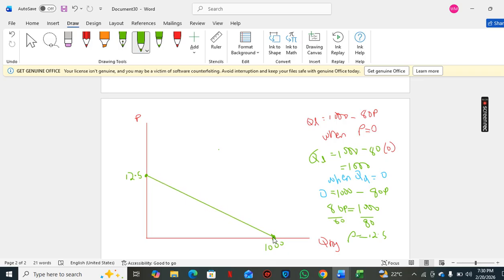So you just connect the dots like that. Okay, that is your demand function. Any questions?